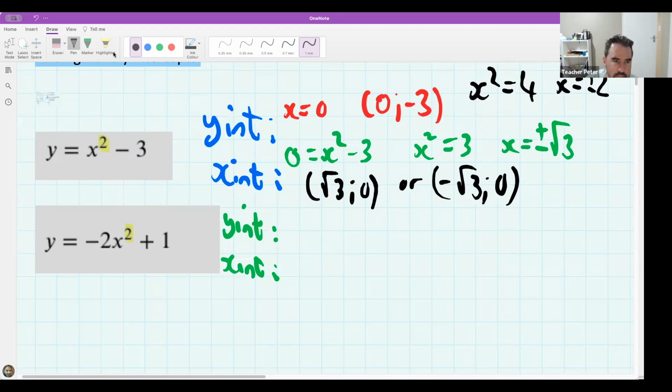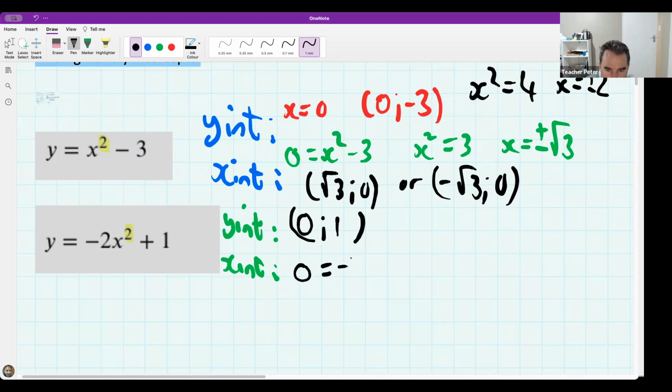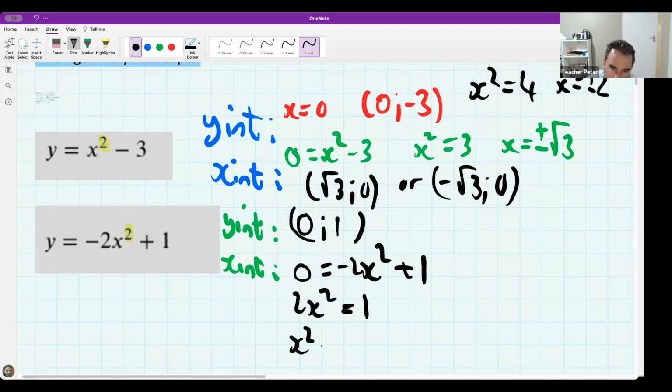Okay, what is the y-intercept? That must be the quick and easy one, huh? If I make x 0, this should be (0, 1). And then over here, I'm going to go 0 is -2x² + 1. Then I'm going to get that, because I've moved it across. Now I divide both sides by 2, I get a half.